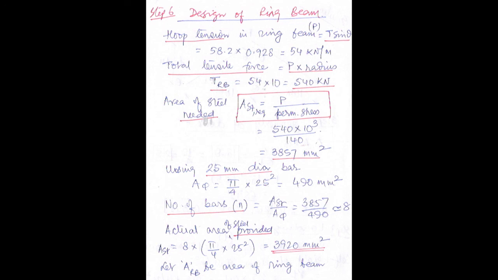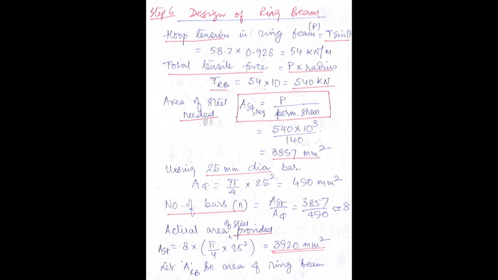This is the total cross-sectional area required, so from that you get an idea. The number of bars needed is the total area divided by the individual area. So 3857 divided by 490 gives us 8. Actually, if you divide 3857 by 490, it does not come as the whole number 8, but we are approximating it as 8.